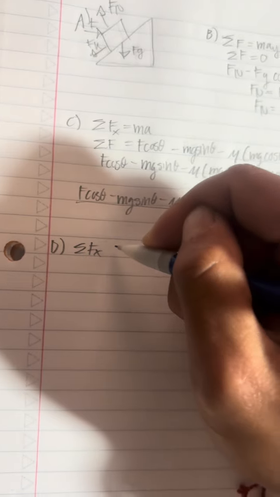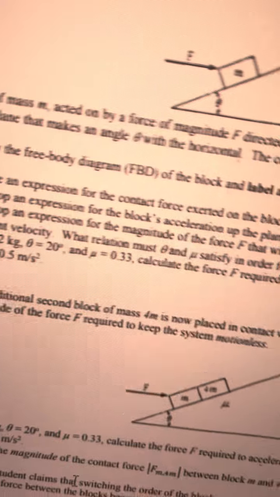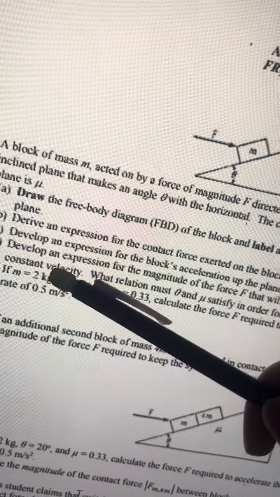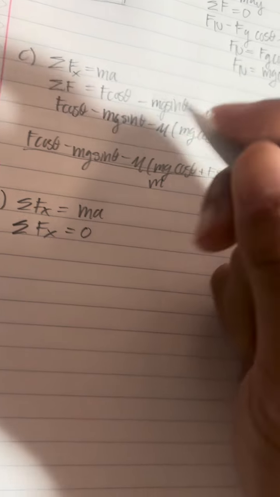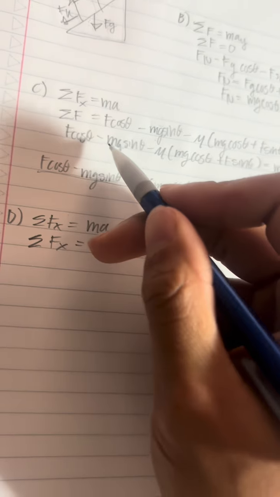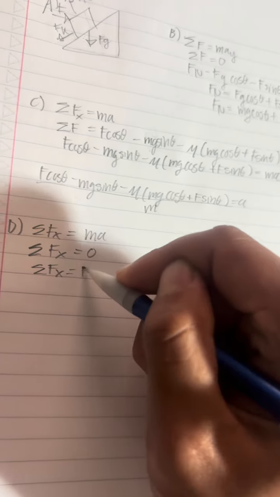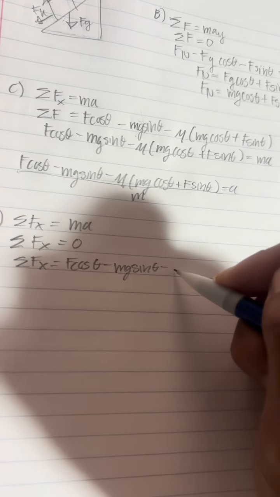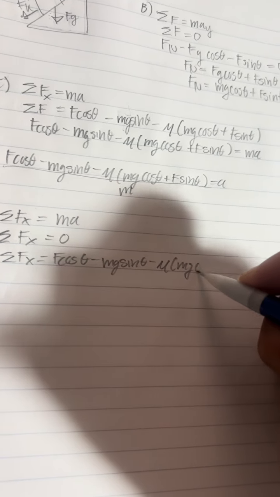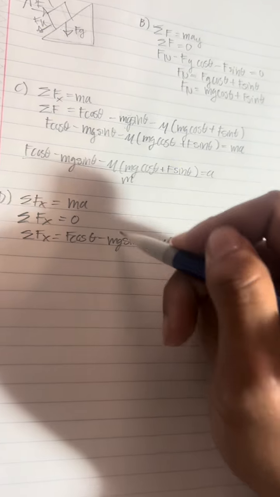So I'm going to write the net force of x is equal to mass times acceleration. But this says that it's traveling at a constant velocity. So that means that the acceleration must be 0. So I can make a statement that the net force of x is equal to 0. Now we already know what the net force of x is right here, because we already found it. So I'm going to just write it again. F cosine theta minus mg sine theta minus mu mg cosine theta plus F sine theta. And then I can set these two together.